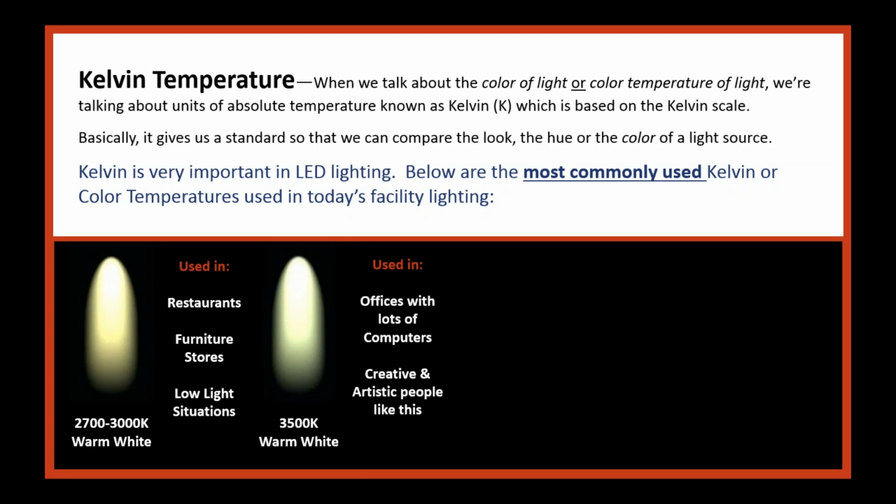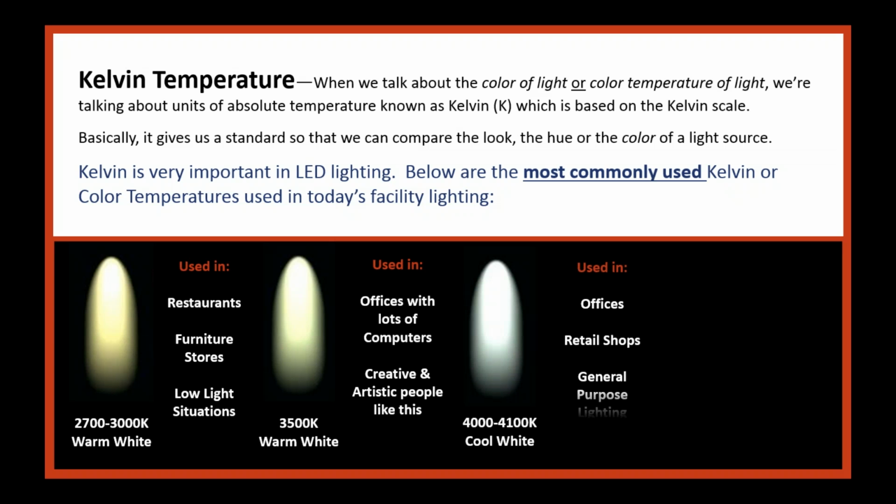3,500 is typically where most commercial starts. That's the bottom end of the scale. We also call it warm white. It's not easy to tell the difference between some of these different colors because there's not that much difference. But a lot of offices that have computers, that have creative people, this is the color when you get into one of these warm whites that they'll have because they don't like the glare. It just makes it easier for them to work.